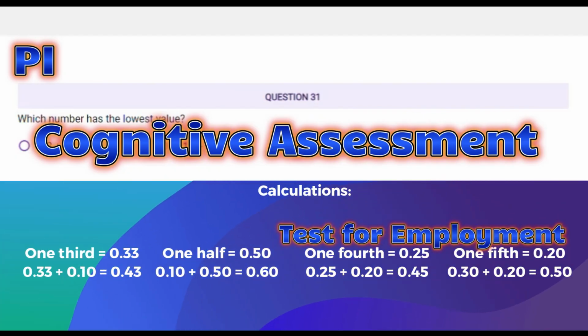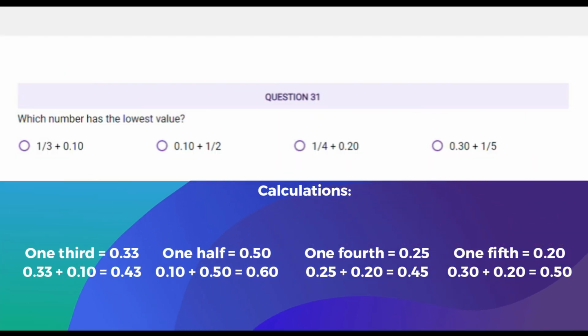Question number 31. Question: which number has the lowest value? Options: 1/3 plus 0.10, 0.10 plus 1/2, 1/4 plus 0.20, 0.30 plus 1/5. Question explanation. This question is asking us to compare the total values of different expressions. To do this correctly, we should convert fractions into decimals and then add them, so we can easily see which result is the smallest, lowest.